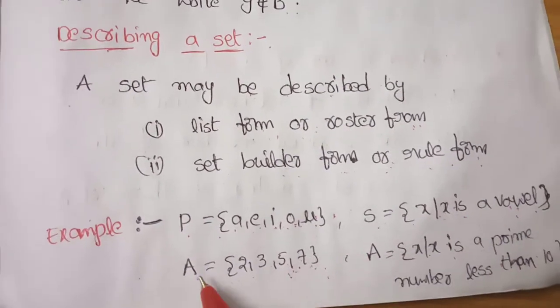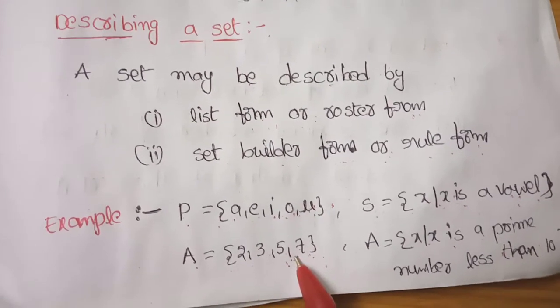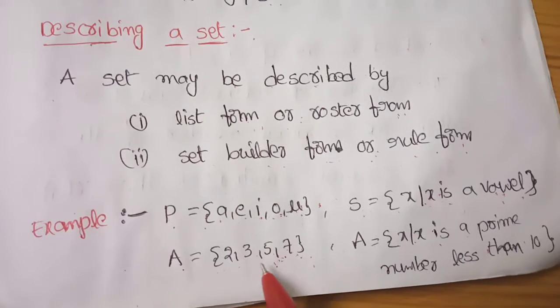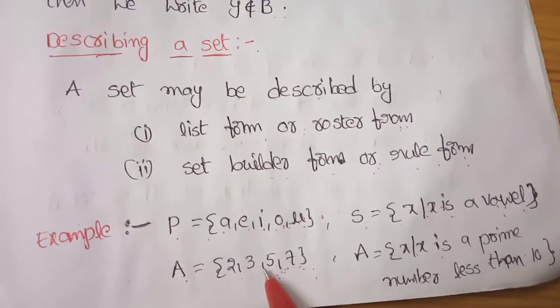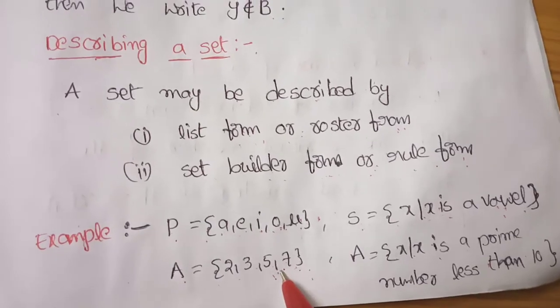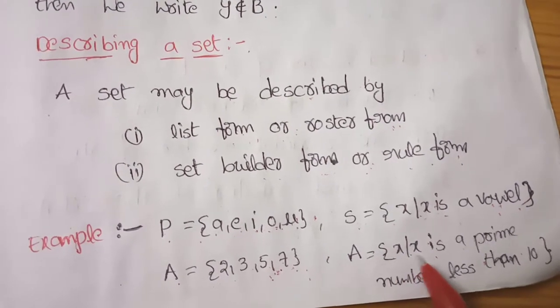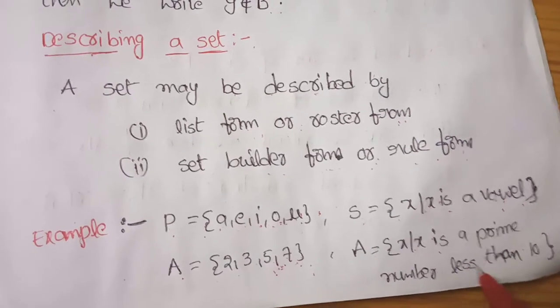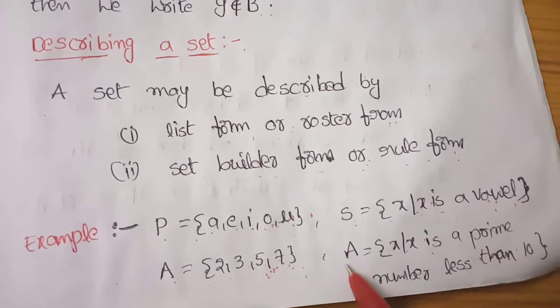Next one, A = {2, 3, 5, 7}. What are these? These are prime numbers less than 10. What is the form? This is the list form or roster form. A = {x : x is a prime number less than 10}. This is the set builder form or rule form.